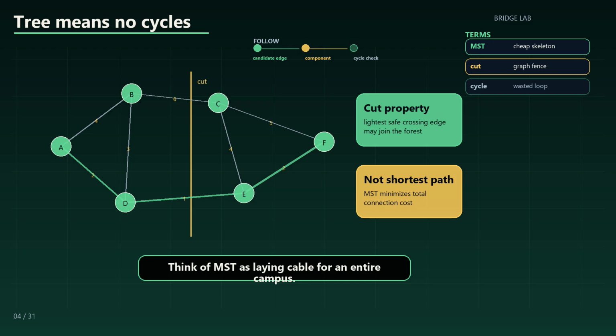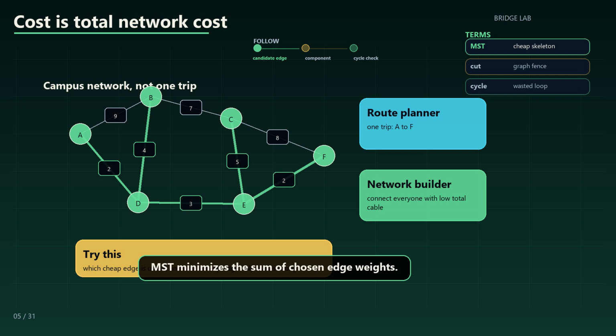Think of MST as laying cable for an entire campus. You do not need the fastest walk between every pair of buildings. You need every building connected, with no wasteful loop of cable, at the lowest total cost. MST minimizes the sum of chosen edge weights. It is a network building problem, not a single route navigation problem. The bill counter adds accepted edge weights, not route distance from one source.